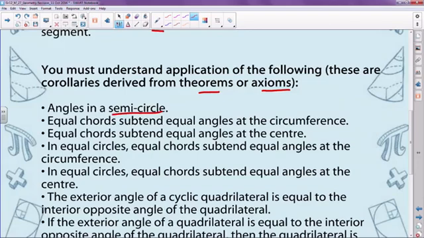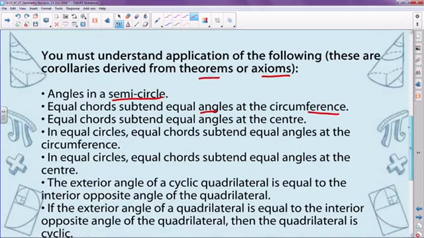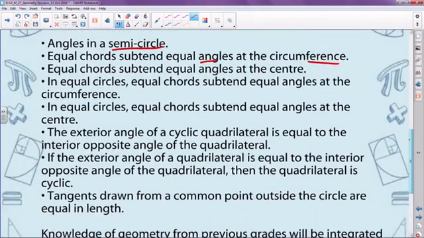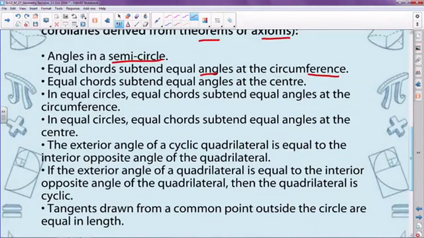Also, equal chords subtend equal angles at the circumference, and equal chords subtend equal angles at the center. In equal circles, that means they have the same center and the same radius. Equal chords subtend equal angles at the circumference. In equal circles, equal chords also subtend equal angles at the center.